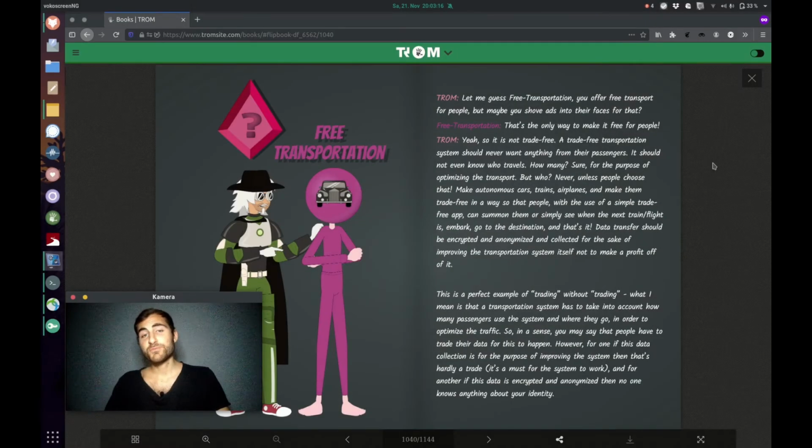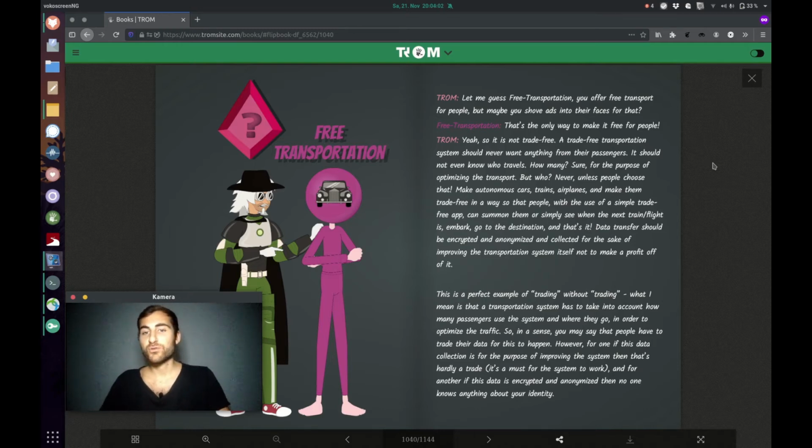So now free transportation comes in and the TROM superhero says, let me guess, you offer free transport for people, but maybe you shove ads into their faces for that. And free transportation is like, that's the only way to make it free for people. And the TROM superhero says, yeah, so it is not trade-free. A trade-free transportation system should never want anything from their passengers.